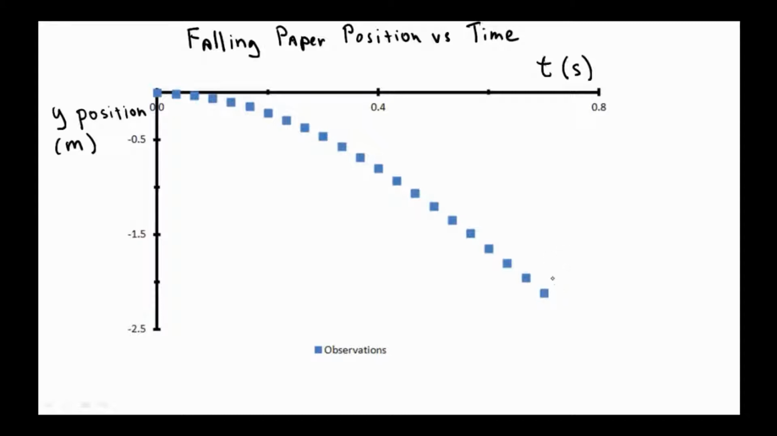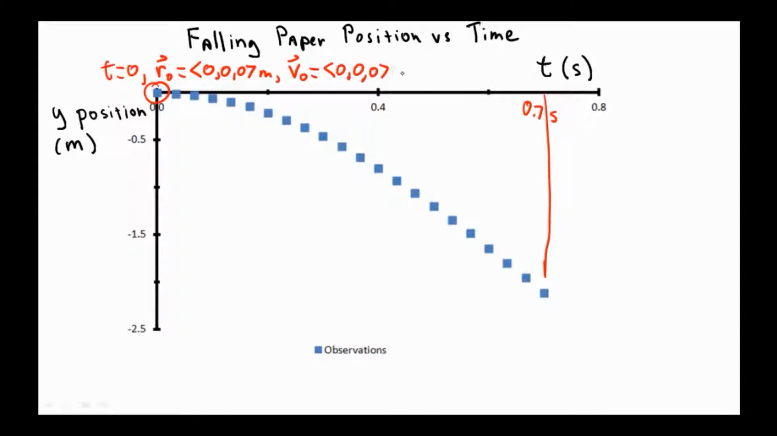We see that the motion of the falling object is observed for a total duration of 0.7 seconds, and we emphasize that at the beginning of the video, where we start our analysis, the object is located at the origin, by virtue of our choice of coordinate system, and the object is at rest. It's moving with zero velocity. As we know, we will need to use this information to set our initial conditions for our model.